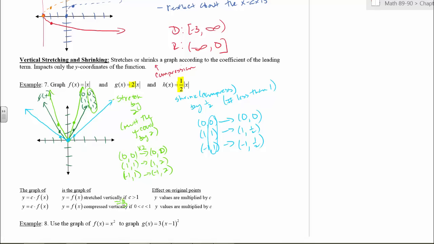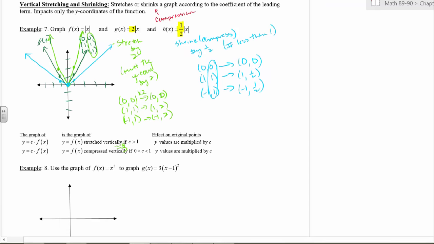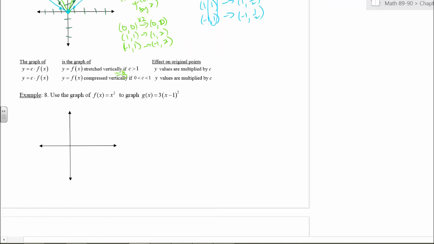And so that's the last transformation. So we have 4 different transformations. We can add or subtract on the inside or outside. We can multiply by a negative on the inside or outside, and then we can multiply by a number on the inside or outside. And those all give us different results. So let's look at one more example, and then I'll sort of summarize all those transformations.